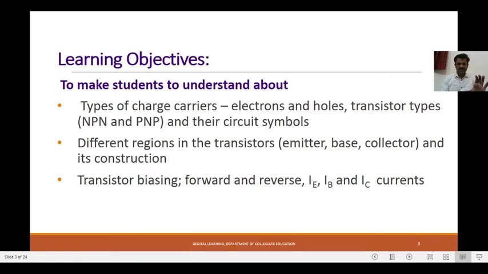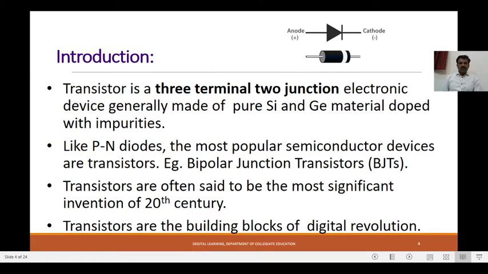In addition to this, how a transistor gets connected for different functions, such as common emitter mode, common base mode or common collector mode, can also be understood after this session. And coming to the basics, a transistor is a three-terminal, two-junction electronic device.